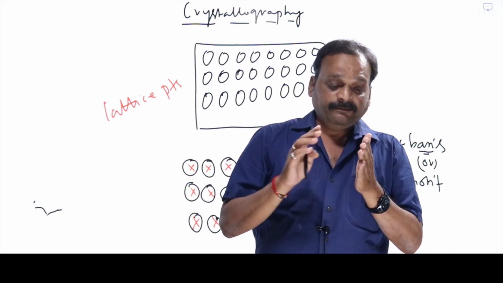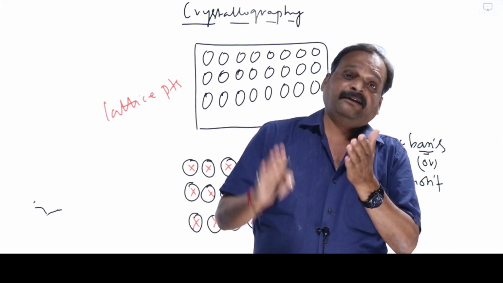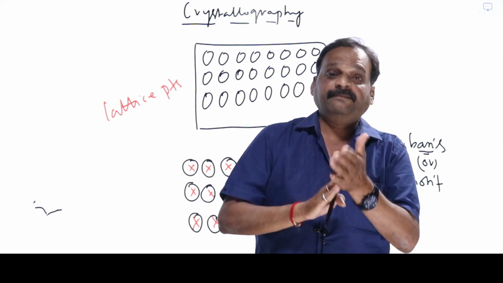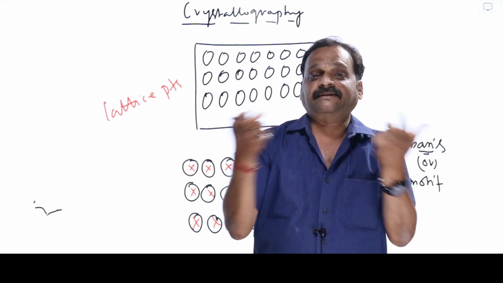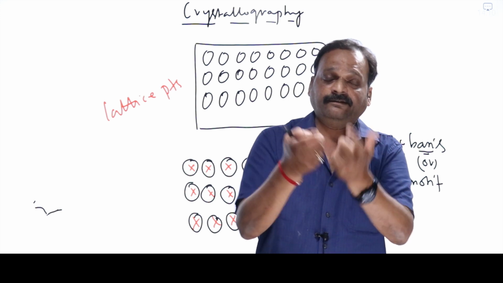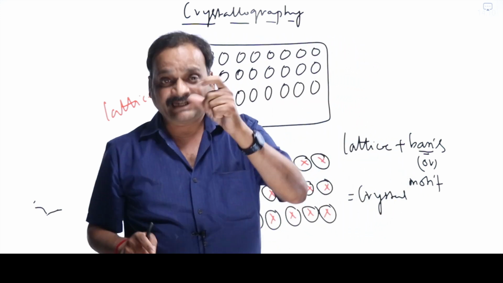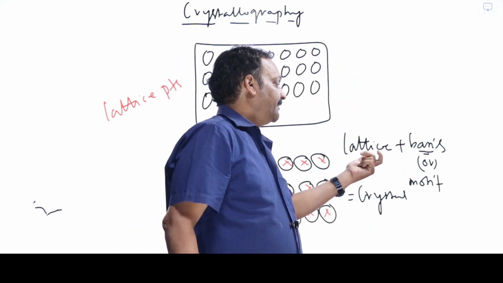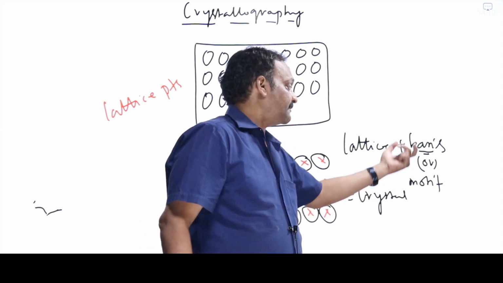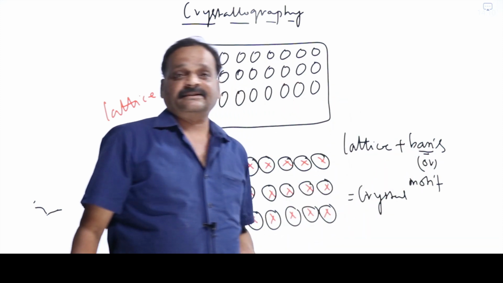Similarly, different crystals may have the same lattice structure. And the same crystal may have different lattices also, just like the example I gave of zinc sulfide. So it is advantageous and convenient for us to divide the crystal into lattice and basis. So lattice plus basis gives you the actual crystal.